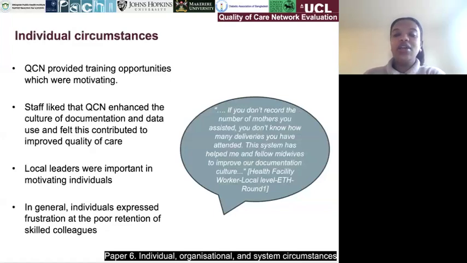So we will see this in detail. At the individual level, the QCN offered motivating training opportunities and strengthened the culture of documentation. Local leaders were crucial in driving motivation, but staff retention continued to pose a challenge in almost all of the countries. Regarding improved documentation, one health facility worker from Ethiopia said, if you don't record the number of mothers you assisted, you don't know how many deliveries you have attended. This system has helped me and fellow midwives to improve our documentation culture. So this is an example excerpt.